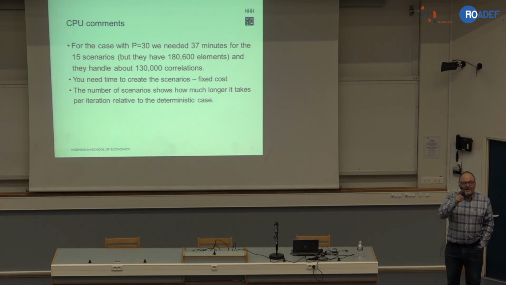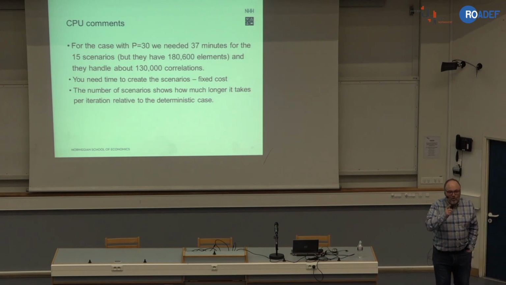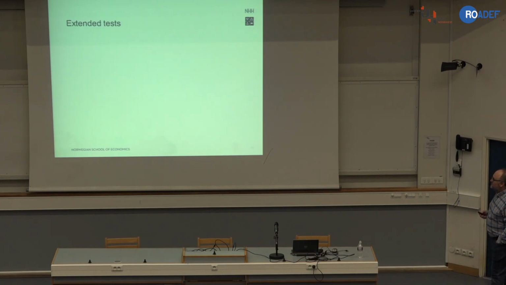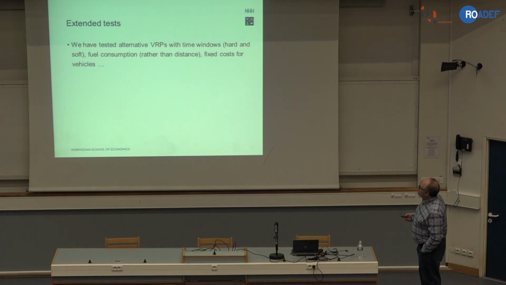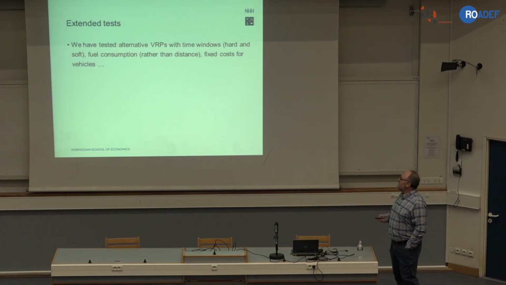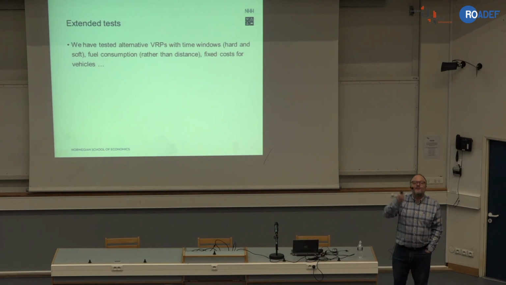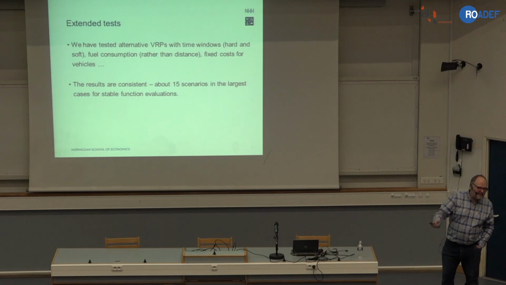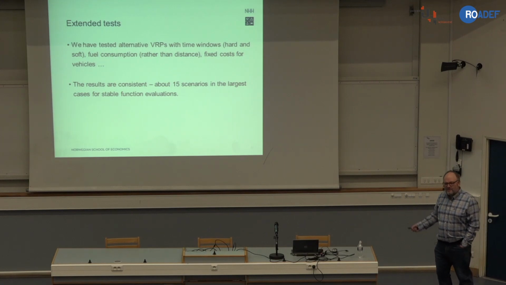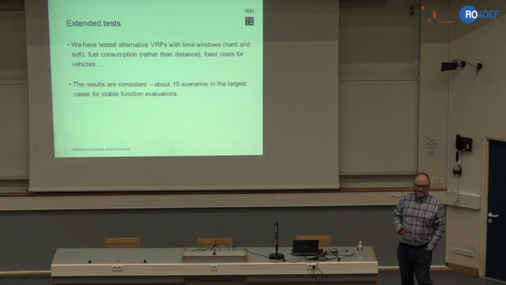And you can still do your heuristic in a customer node network, if you want to. We have tested this also on other VRPs with time windows, hard and soft, fuel consumption instead of distance, fixed cost for vehicles. So we have tested it on all sorts of other VRPs, and we still get around 15. I mean, sometimes we get 20, sometimes we get 10, but we don't suddenly get 250. So the numbers seem quite stable.